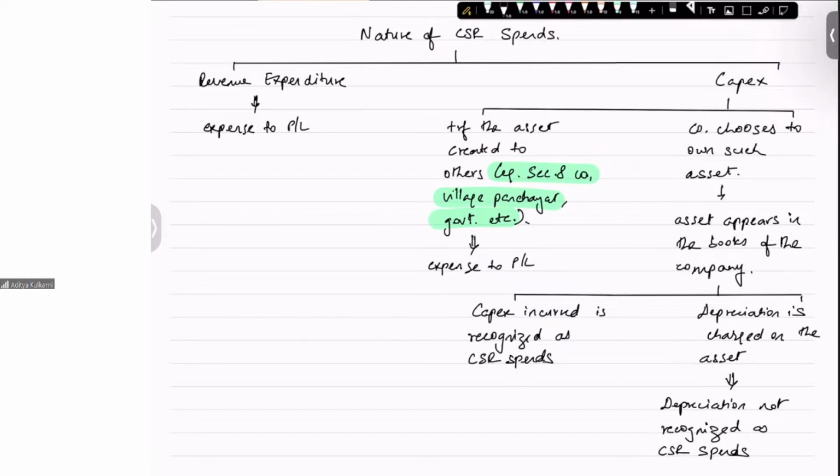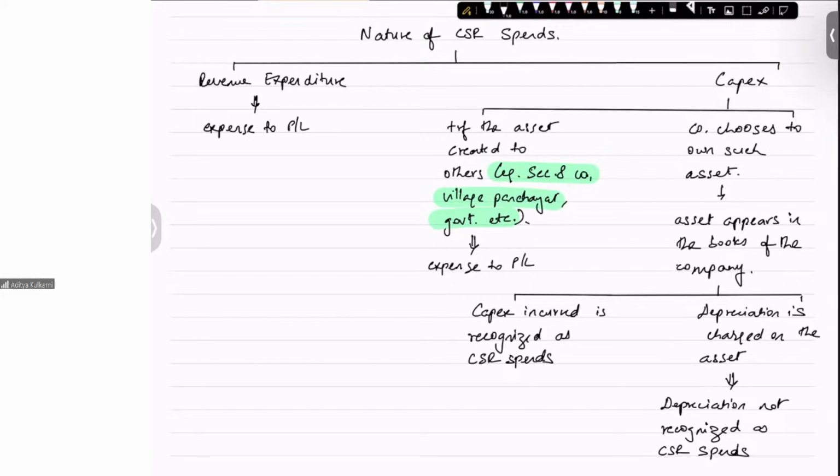So now what happens is revenue expenditure CSR, no problem, expense it to P&L, there won't be an issue. But suppose I incur a capital expenditure, जैसे मैंने building बनाया, I made a school building, I make a hospital building, I make a place for midday meal schemes. So these are all in the nature of a capital asset.